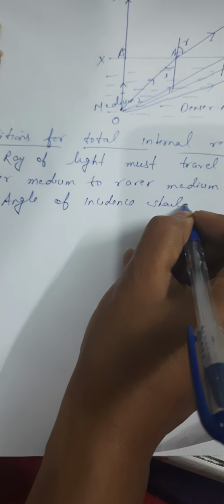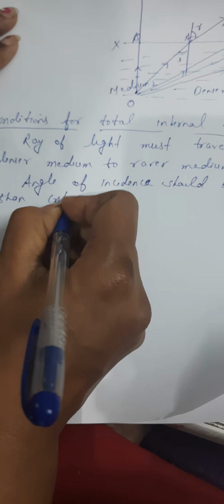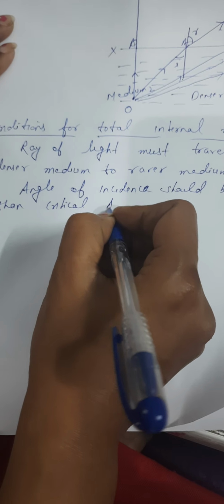Second is the angle of incidence, which should be greater than the critical angle.